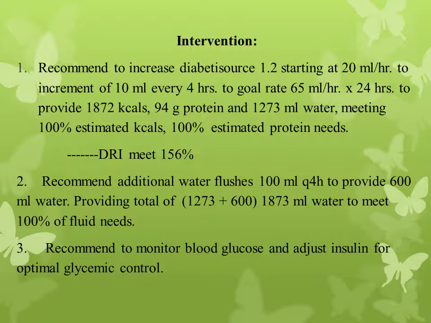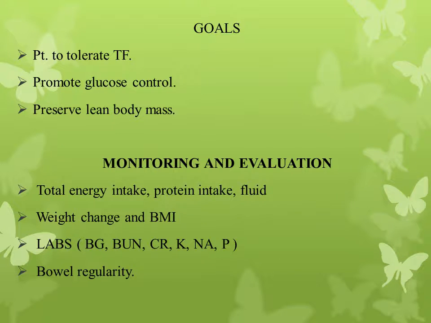The DRI meets 156%. Then I recommend additional water flushes of 100 ml of water every 6 hours to provide additional 600 ml of water. Adding it together, it will provide the patient 1873 ml water to meet 100% fluid need. I also recommend to monitor blood glucose and to adjust insulin for optimal glycemic control.